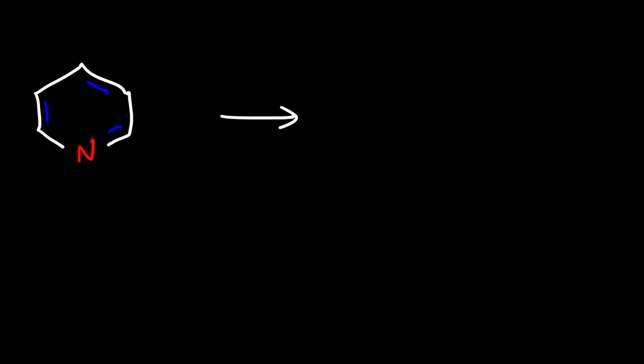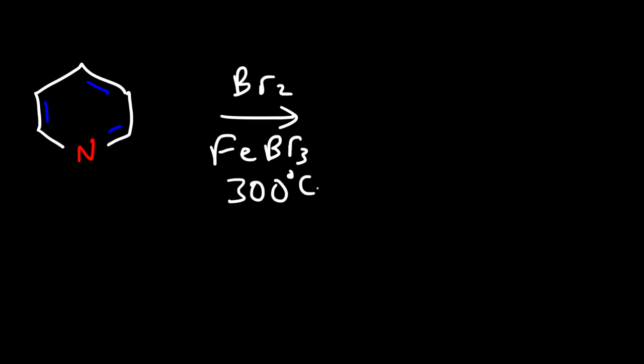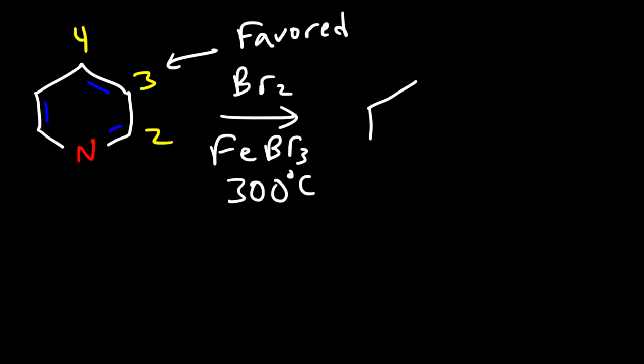So let's react it with bromine. This time, we need the assistance of a Lewis acid catalyst. Also, we need to heat the temperature to a very high degree because this ring is deactivated in an EAS reaction. Now this is position 2, this is position 3, and this is position 4. What we need to know is that position 3 is favored over position 2 and 4. 2 and 4 are not favored. So the electrophile prefers to go on position 3.